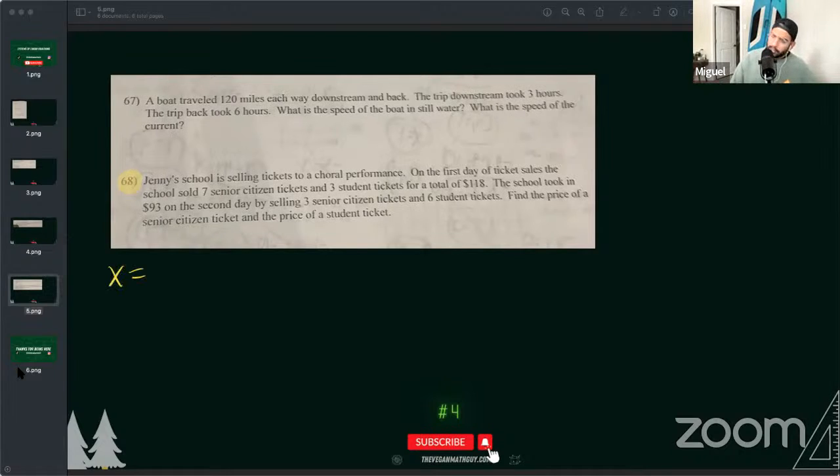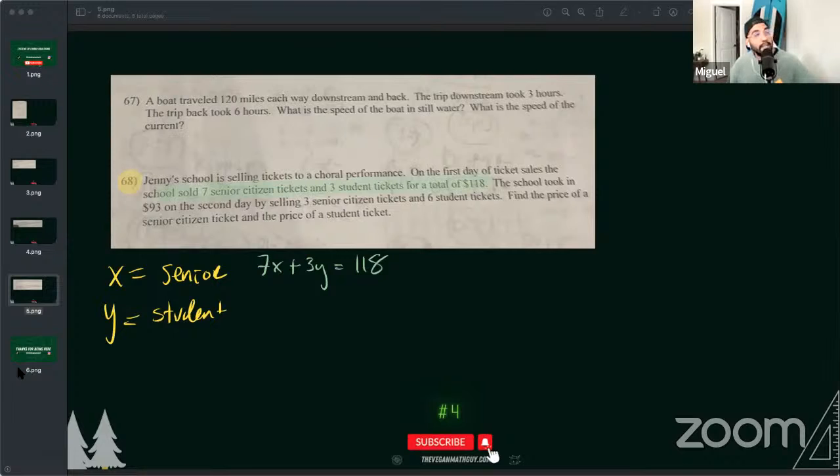Well, let's label this. Since they started with senior citizen, I'm going to make that my x. So x is senior. And let's make our y student. And let's talk about the first clue. They're saying on the first day, they sold 7 senior and 3 student for a total of $118. So that equation will become 7x plus 3y is equal to 118.